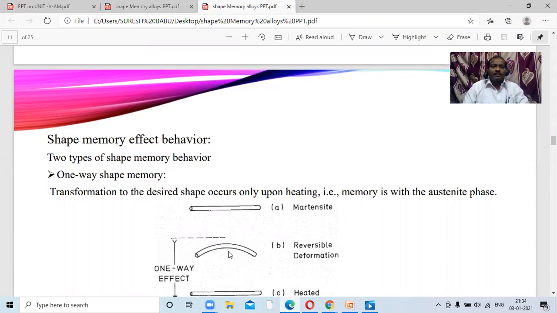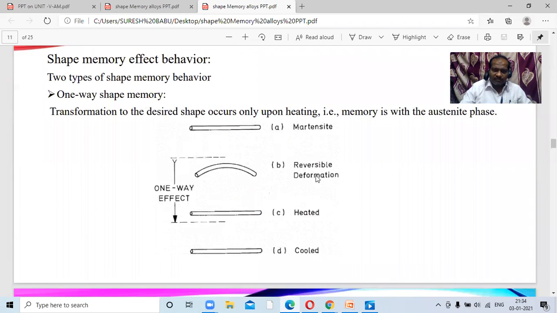So shape memory effect behavior is of two types: one is one way shape memory and the second is two way shape memory. In one way shape memory, what you are observing is that the desired shape occurs only upon heating. That's what I told. After that, reversible deformation. Once again on heating, the same shape is obtained. After cooling also, the same shape does not deform. That means the original shape remains as it is. If a material behaves in this way, it is called a shape memory effect. Next, what does two-way mean?